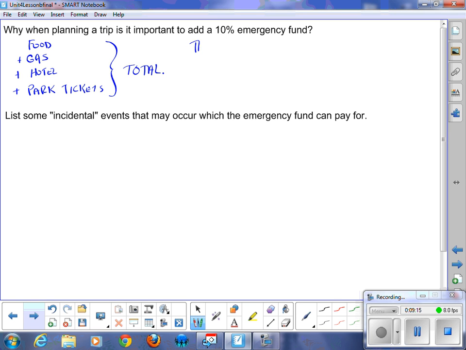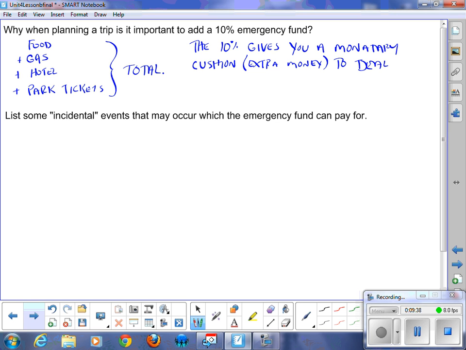Now what happens if you're driving somewhere and you get a flat tire or something like that? That 10% gives you a monetary cushion, extra money to deal with problems that arise. All right, so you always want to add that extra little factor in there just in case something comes up. There's peace of mind, you know you have enough money to do everything that you wanted to do.